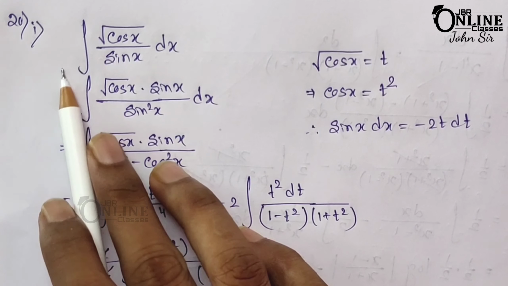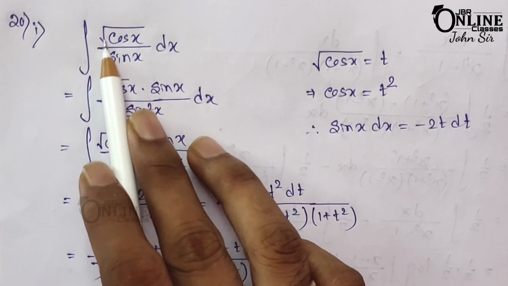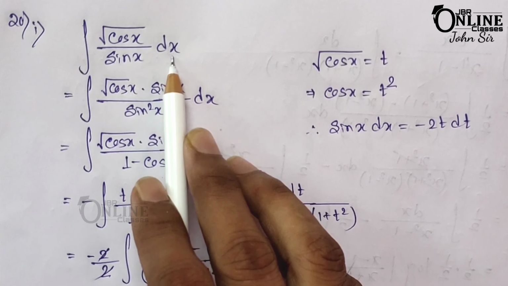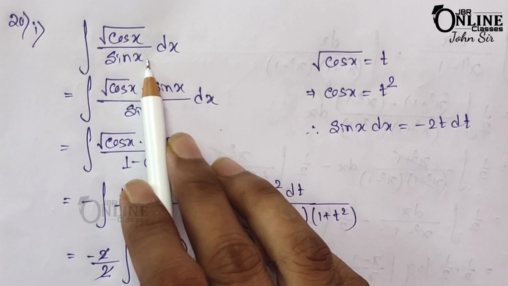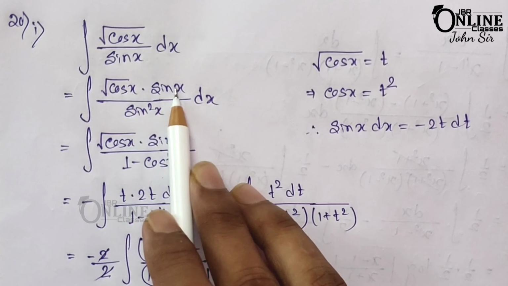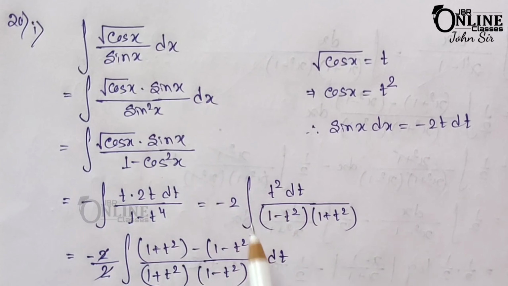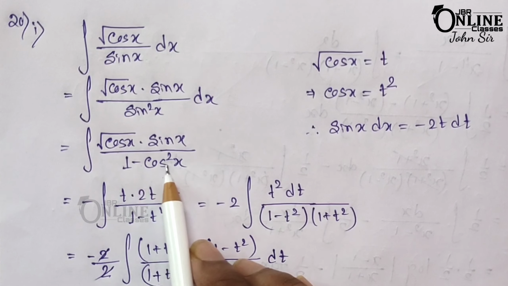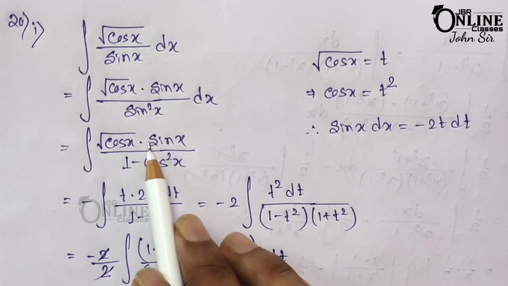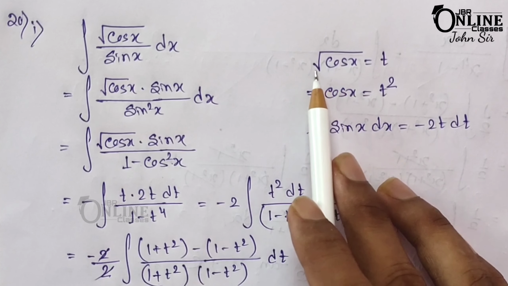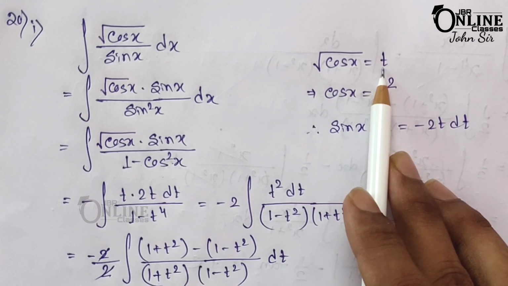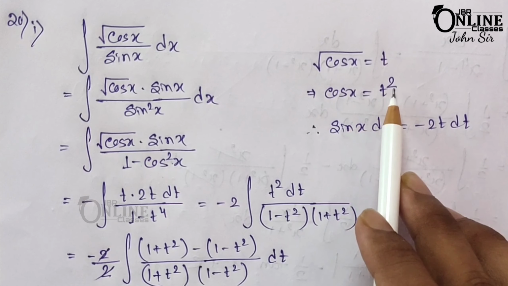Now sum number 21. Integration root cos x by sin x dx. Okay, so first you have to multiply sin x in up and down. So root cos x sin x by sin square x. Now sin square means 1 minus cos square x. So root cos x sin x by 1 minus cos square x. So first here let root cos x equal to t. Then cos x equals t square.